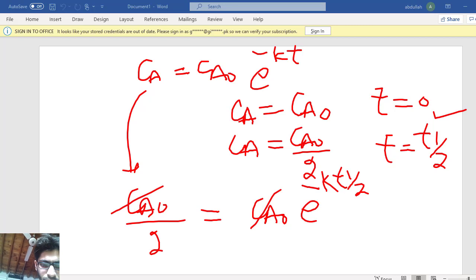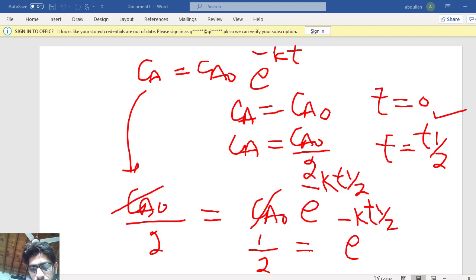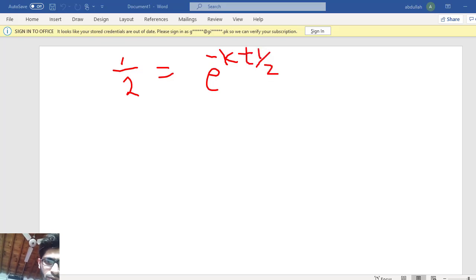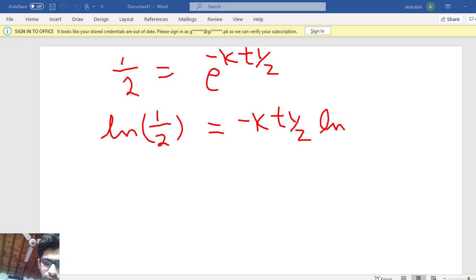Now this CA naught cancels with this, and we get one half is equal to e to the power minus k t one half. Applying ln to both sides, ln of one half is equal to minus k t one half ln of e. Ln of e is equal to 1, that is a mathematical rule.